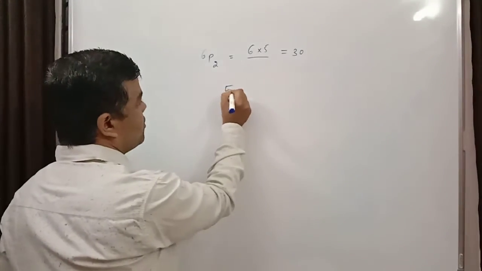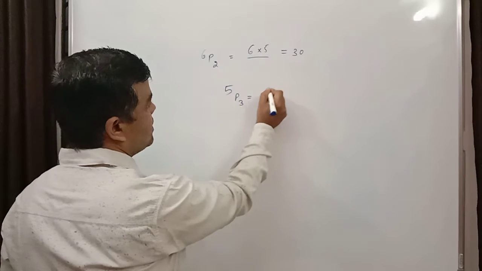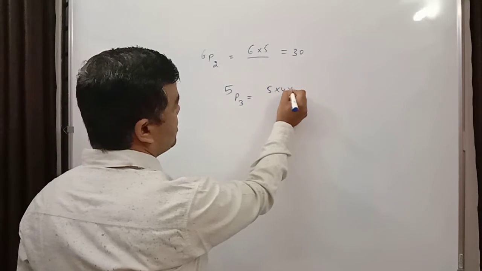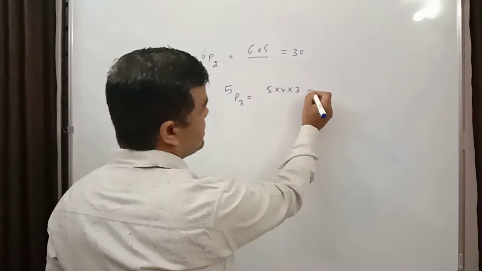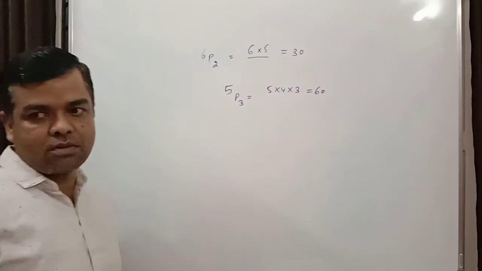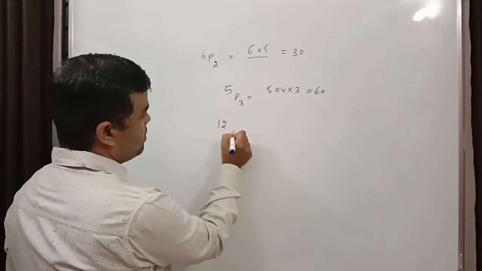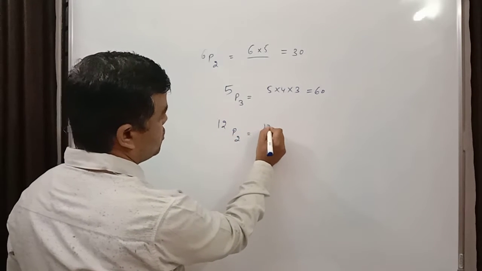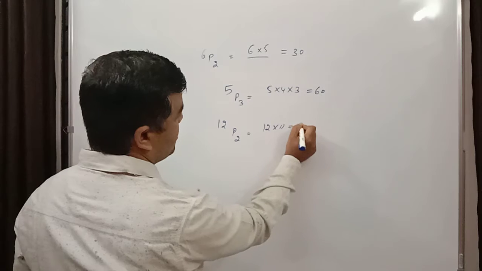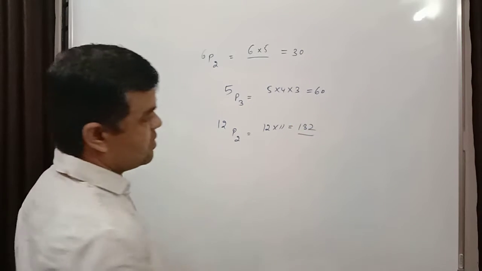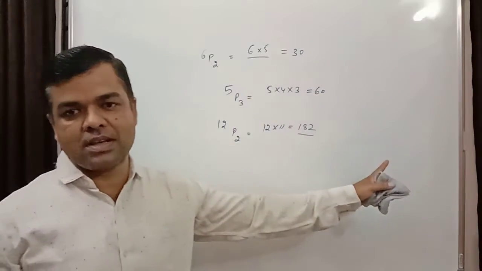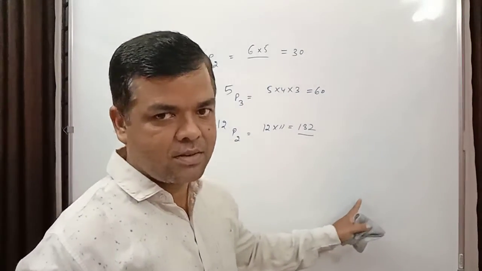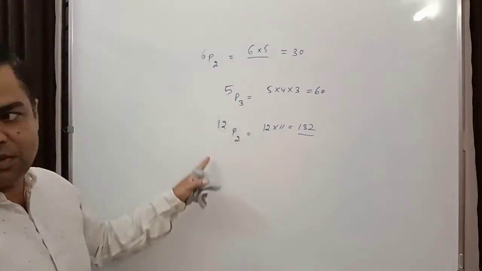Suppose 5P3 is given, then 5 into 4 into 3: 5 fours are 20, 20 threes are 60, so 60 will be the answer. Suppose 12P2 is given, so 12 into 11, 132 is the answer. Very easy, no need to remember the formula that I told you in the concept class. So permutation you can solve like this.